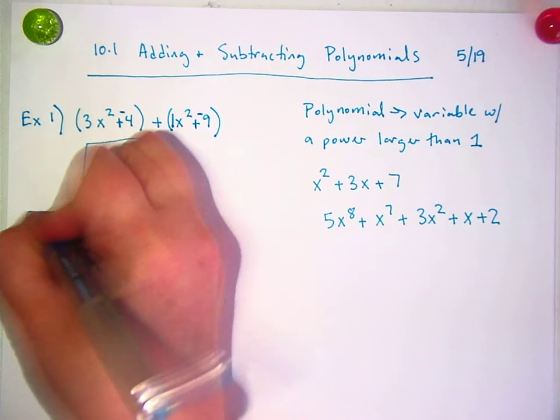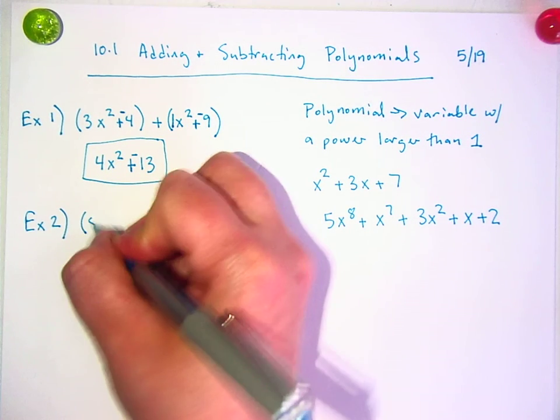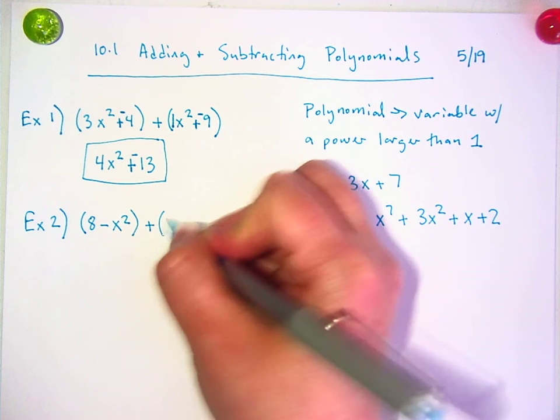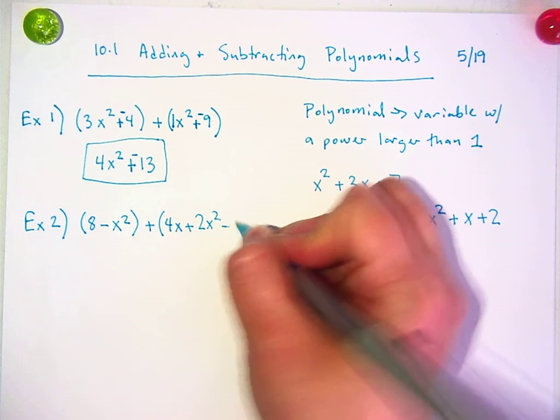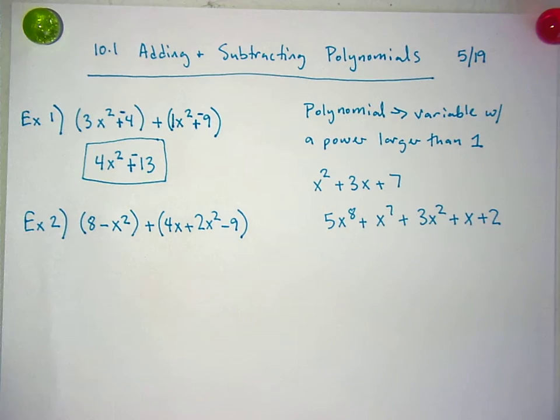All right, here's the first problem that somebody's going to win a prize on. 8 minus x squared plus 4x plus 2x squared minus 9. Remember, like terms go together. X squareds go together. X's go together. Regular numbers go together.